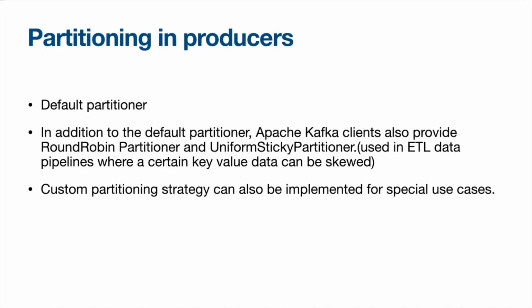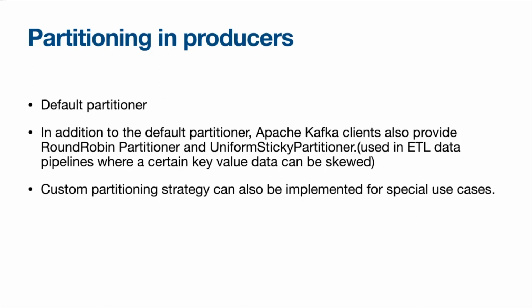Next one is partitioning in producers. We have the default partitioner, which I explained when giving the high-level overview of a Kafka producer, along with its roles. In addition to the default partitioner, Apache Kafka has a round robin partitioner and a uniform sticky partitioner.